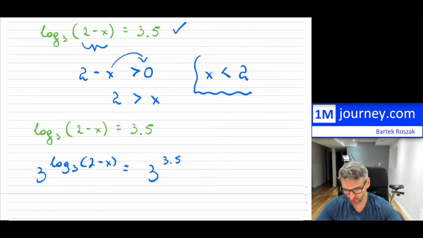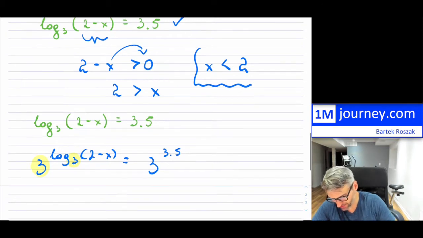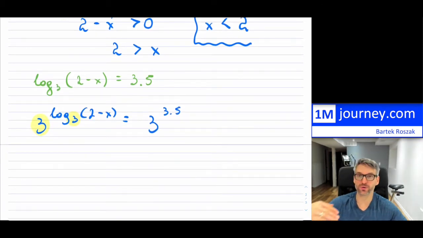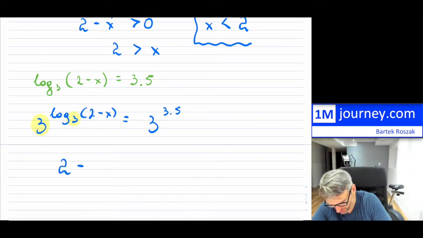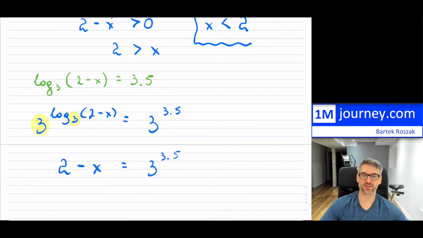Now, why am I doing that? Because I'm using the property right here, because this property tells me that 3 raised to the log of base 3 is nothing else but simply now just 2 minus x equals 3 to the 3.5. Now, this I'm going to just leave for the moment. So this is just some number, right? This is 3 to the exponent of 3.5. So it's going to be some number that I'll have.